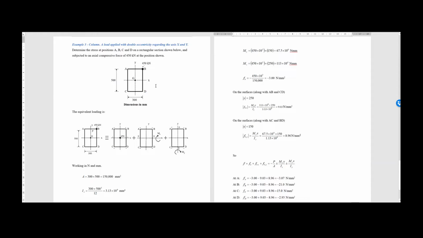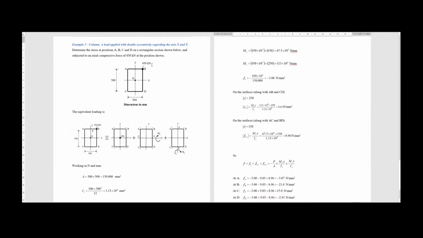Then what happens when you have this double eccentricity is that you will have a set of 2 moments instead of having 1 moment only. Regarding the axial stress, it will be exactly the same value, exactly the same distribution, and this doesn't change at all.